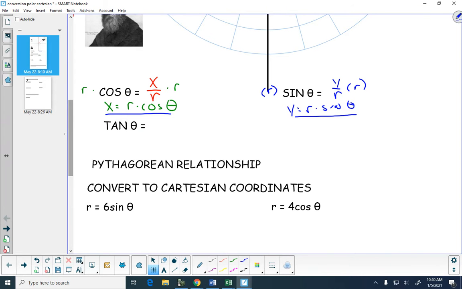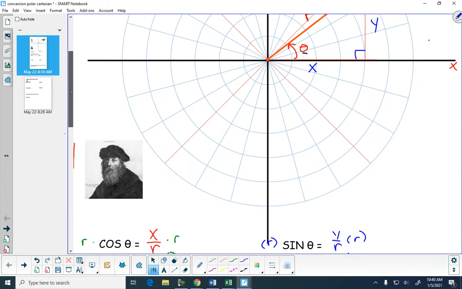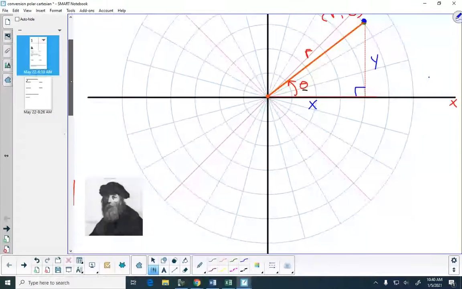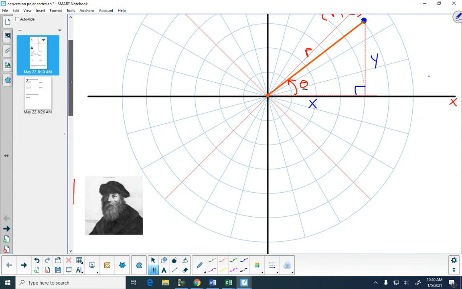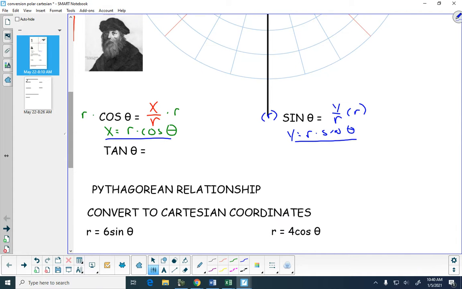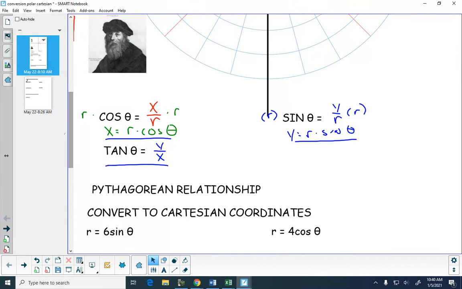If we look at the tangent of theta, Emma, what is the tangent of theta? It would be y over x. Y over x, that is correct. So these are relationships that, once again, take our polar coordinates to Cartesian or Cartesian to polar. And then we have our good old buddy Pythagoras.